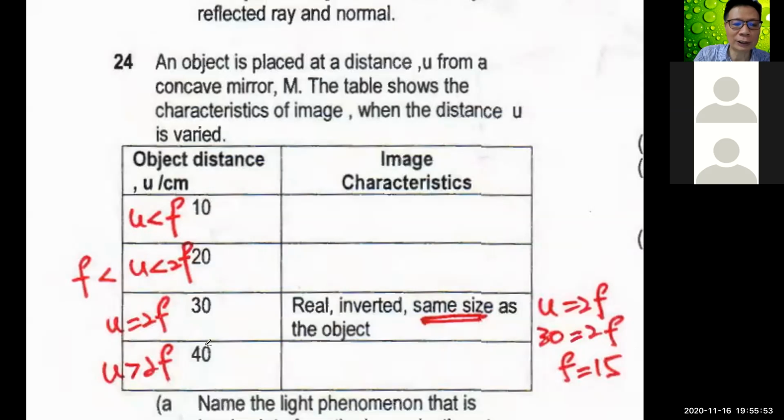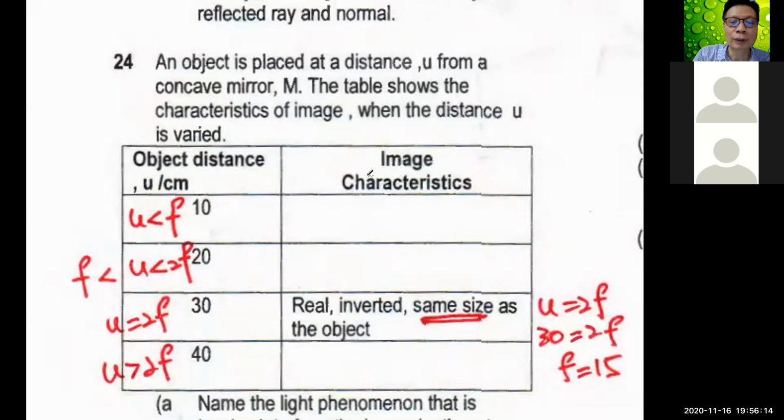And the last one, 40. 40 is object distance bigger than 2F. F is 15, 2F is only 30. This is 40. 40 is bigger than 2F. So when u is bigger than 2F, what are the answers? Okay, you can write. Okay, please write it now.